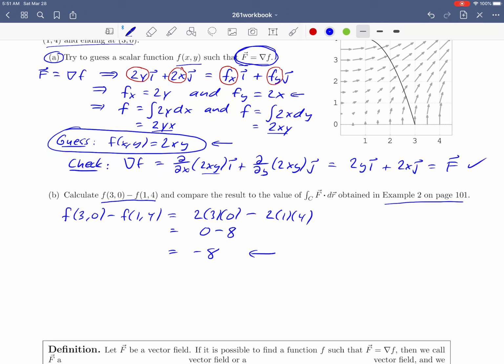Okay, now if you want, take a look back at example 2 on page 101. What answer did we get for our line integral? Negative 8. This is the same answer that we got there. So what we've done is to calculate the same line integral that you did back on page 101 in an entirely different way than you did it there. Okay, so this is kind of a preview of something that's known as the fundamental theorem of line integrals.